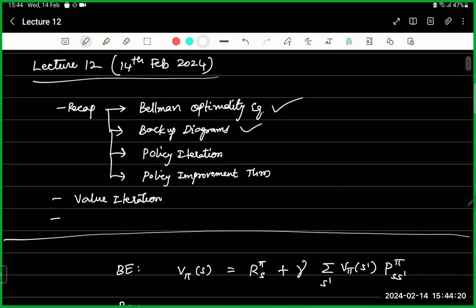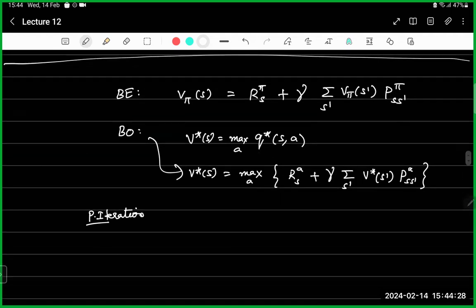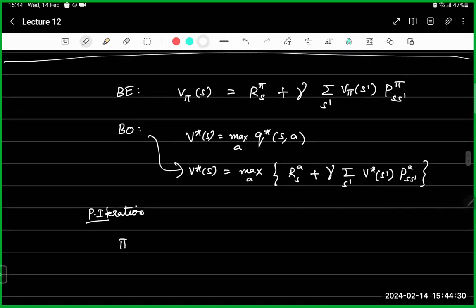And the policy iteration algorithm, maybe I'll just write one more time. So what is the policy iteration algorithm? You start with some arbitrary policy pi naught, and then you evaluate that policy pi naught. Then what will we get? We get v pi naught, let's say, or q pi naught, whatever you want to evaluate. And then what do we do?